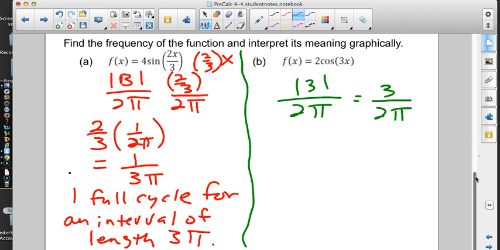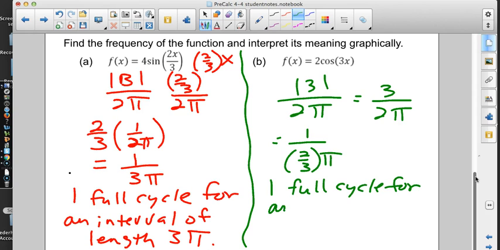Here's another way to think of it. Remember, when we work with fractions and we're doing division, we always multiply by the reciprocal, right? So if we need to get rid of this, wouldn't that do it? Yeah, because it'll flip it over. And yes, it is division. That's what we're doing here. So now we know that we can tell them this will be 1 full cycle for an interval of length 2 pi over 3.